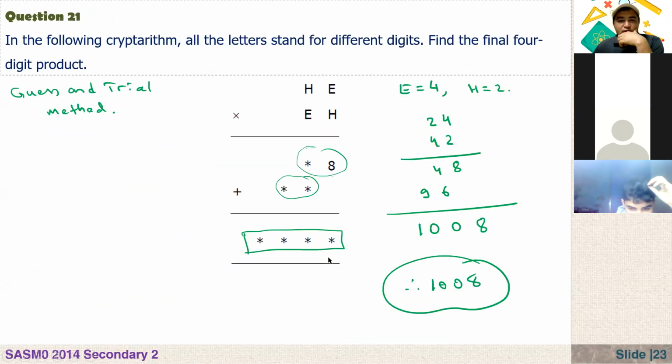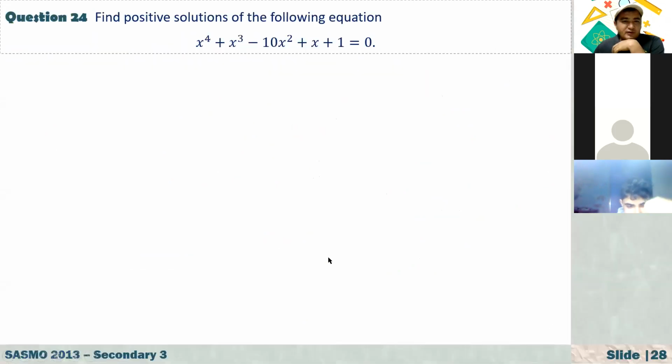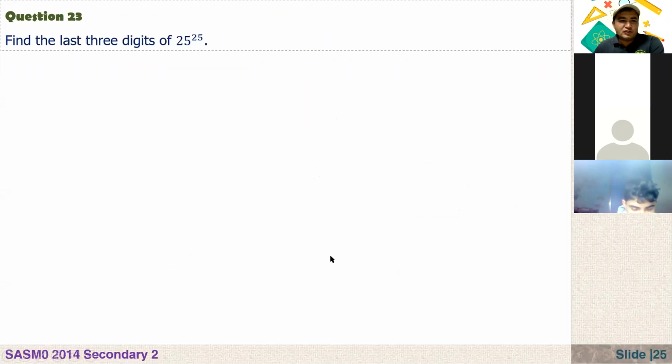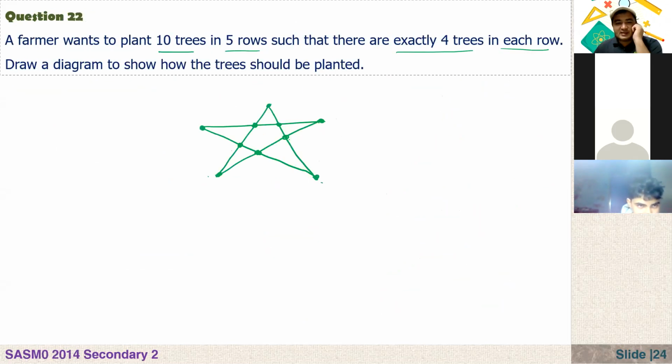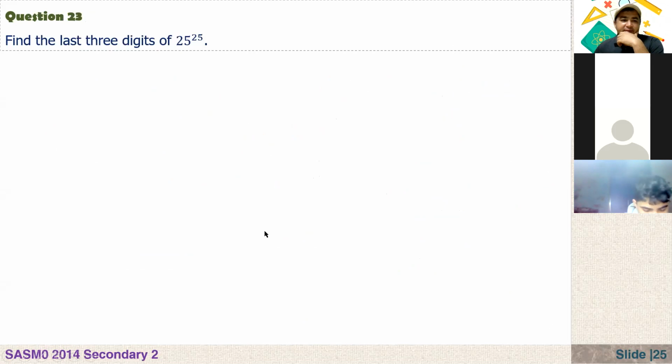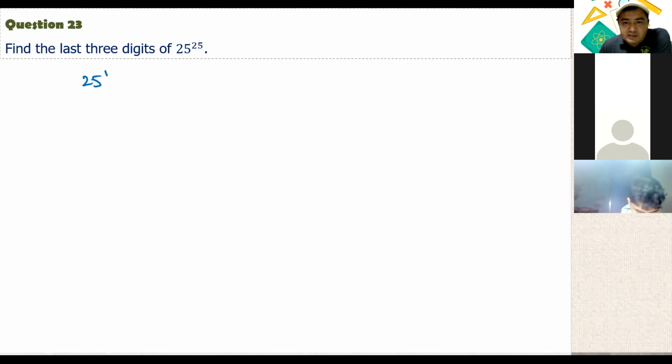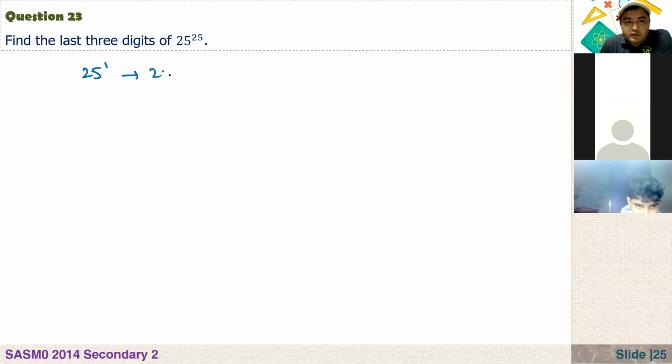Last time we did these questions and 3 questions were left. Let's finish them. And there's one challenging question for you today. Find the last 3 digits of 25 to the power of 25. If you just actually multiply this, it says the last 3 digits. What is 25 to the power of 1? It is 25. And 25 squared is equal to 625.